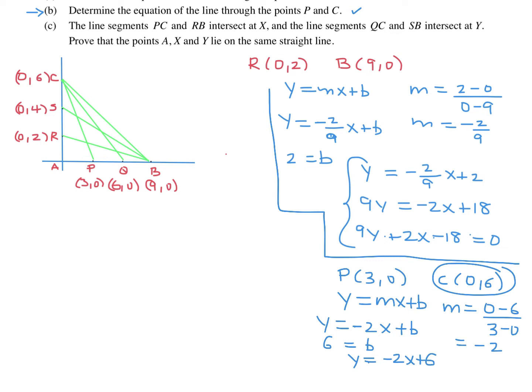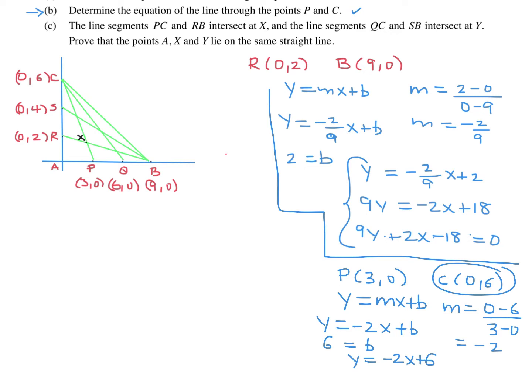Now we get to part C. Part C is saying the line segments PC and RB, so I guess the two equations that we just did, intersect at X. So PC and RB intersect at X. That means this point here is X. This point right there. So I'll label it X. I'll put the X right there.